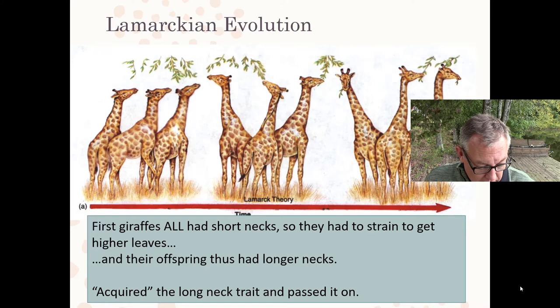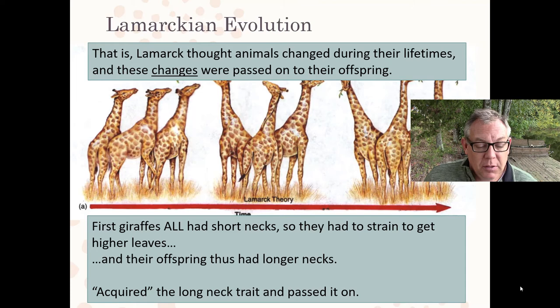And so Lamarck thought that animals or species, and I say animals here, but we're talking about any species, change during their lifetime. And the changes were then passed on to their offspring. And so this is his explanation for how you can have a gradual change that leads to very different species and very different traits. There's a problem in that biology doesn't really work that way.